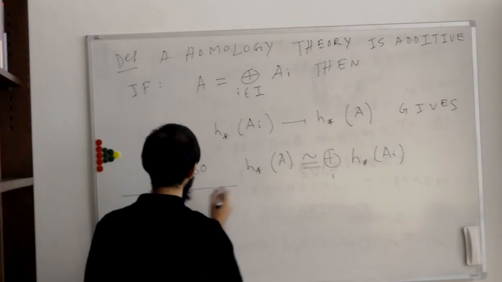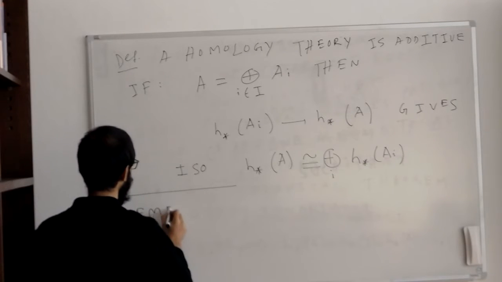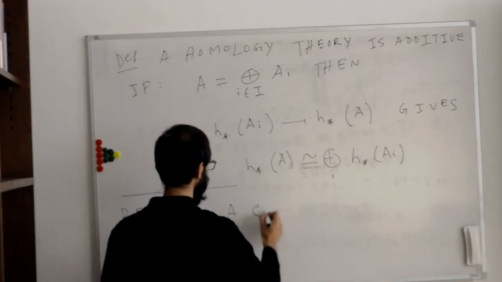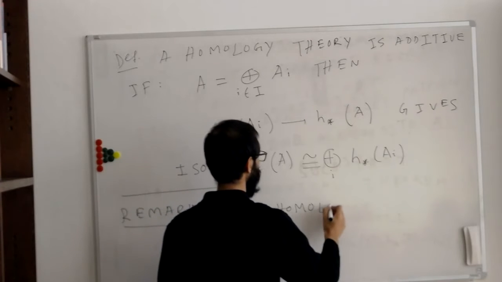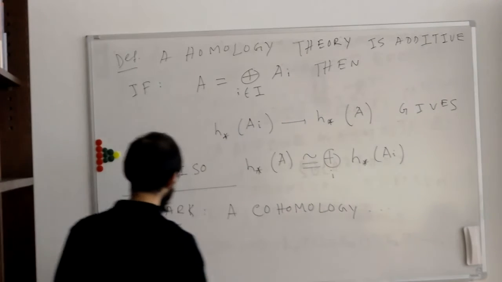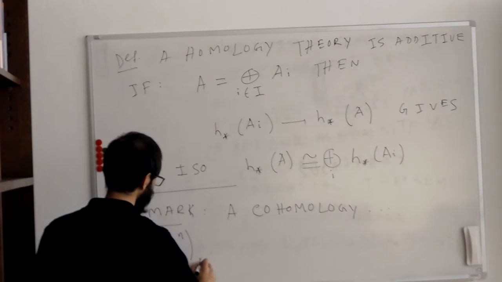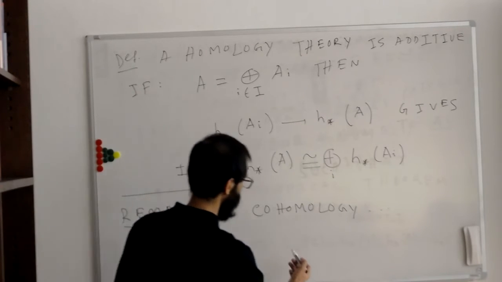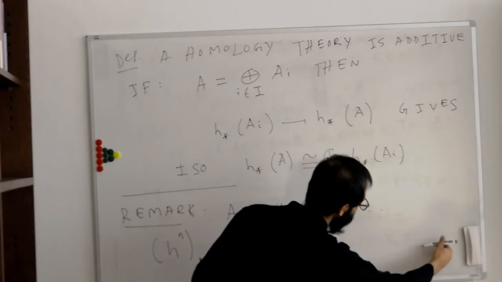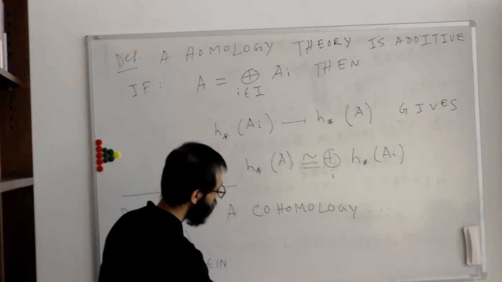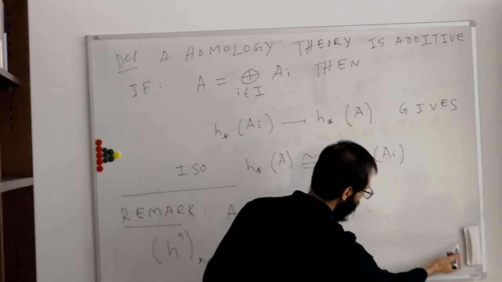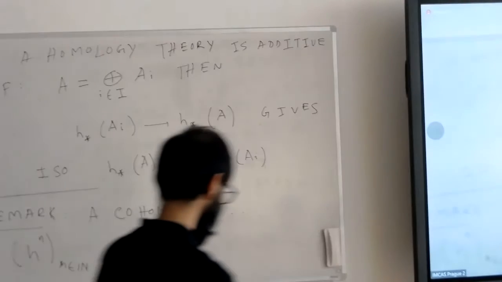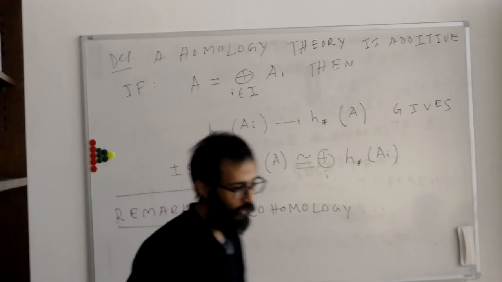Similarly, I'll just say this in a remark. A cohomology theory is a sequence, upper indexed, where n runs over the integers, such that the homotopy invariance is the same but going the other way. If you have f and g from A to B, then you go from H upper star of B to H upper star of A, and everything goes in the reverse direction because it's a cohomology theory. And a cohomology theory is additive.